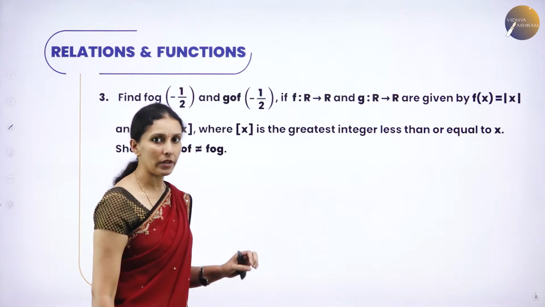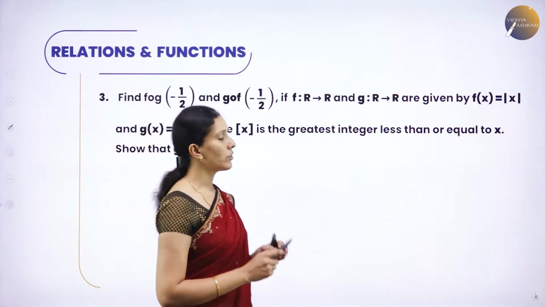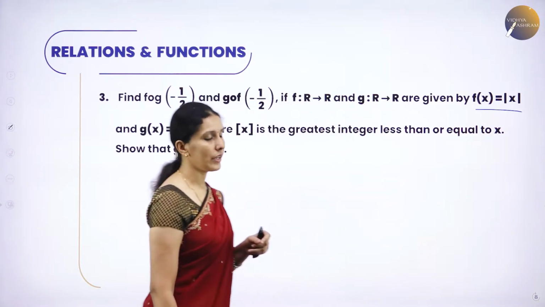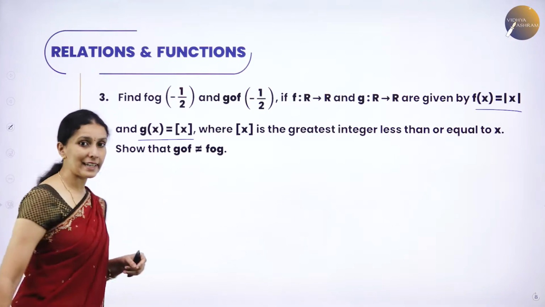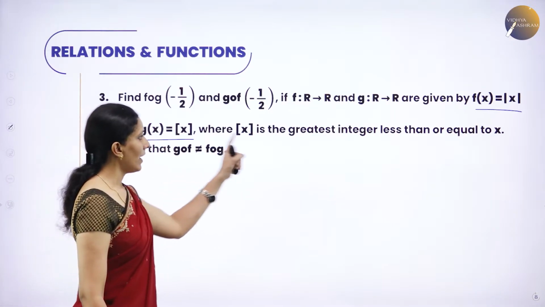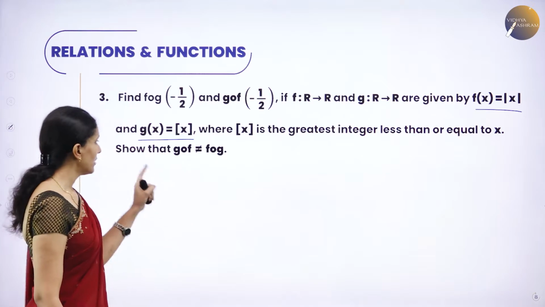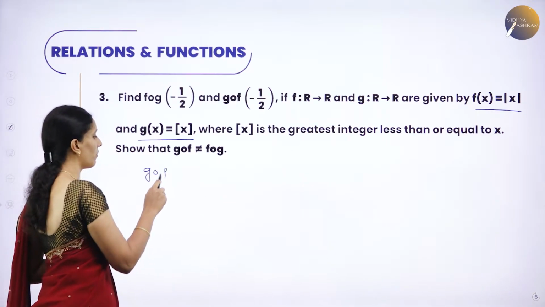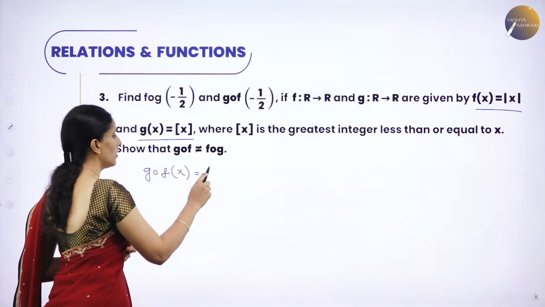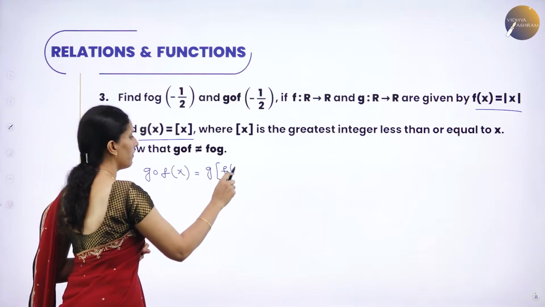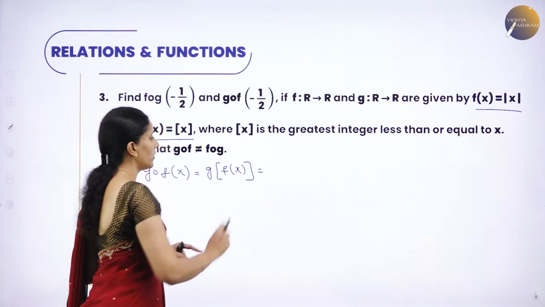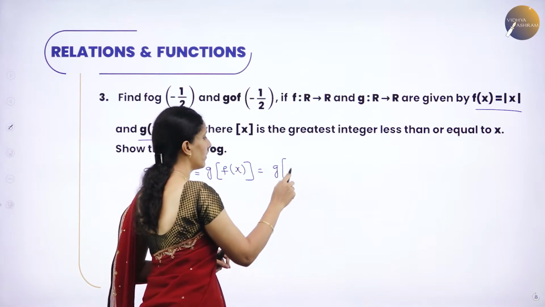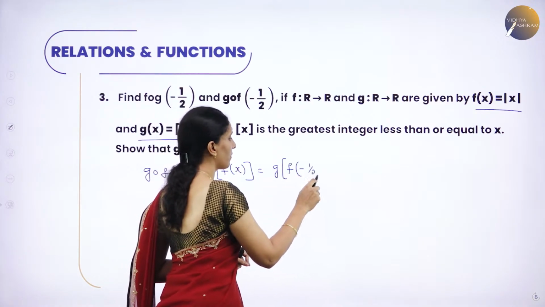f is a function from real numbers to real numbers and g is a function from real numbers to real numbers. f of x is a modulus function given here and g of x is the greatest integer function. So they have given, we have to show that g naught f is not equal to f naught g. First let us find out g naught f of x, so g of f of x. The value of x is given here, it is minus half.